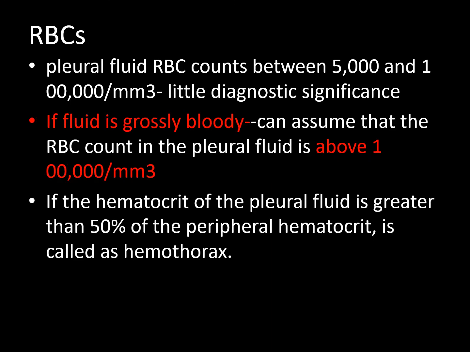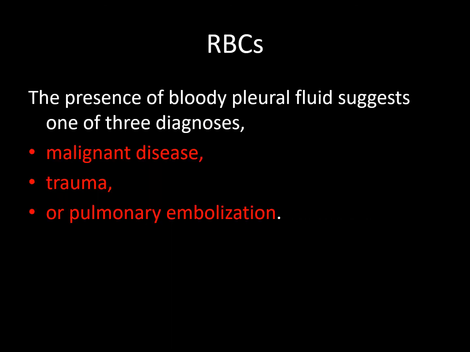RBCs: a pleural fluid RBC count between 5,000 and 1 lakh is of little diagnostic significance. If the fluid is grossly bloody, we can assume that the RBC count in the pleural fluid is more than 1 lakh. If the hematocrit of pleural fluid is more than 50% of the peripheral blood hematocrit, then it is called hemothorax. This is the other definition of hemothorax. The presence of bloody pleural effusion suggests very few possibilities. First is malignancy, second is trauma, third is pulmonary embolization, and last but not least is tuberculosis.